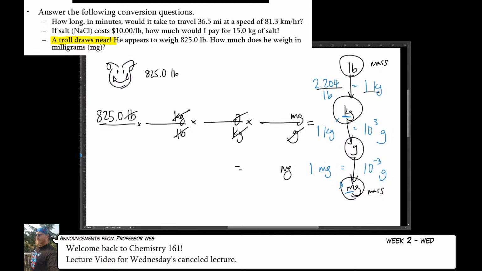2.204 pounds per kilogram, 2.204 pounds per kilogram. 1 kilogram is 1,000 grams, so 1 kilogram is 1,000 grams. And then 1 milligram is 10 to the minus 3 grams, so 1 milligram, 10 to the minus 3 grams. Again, make sure you're putting your numbers in the right spot. And as long as you do that and punch it in the calculator correctly, you are all set.